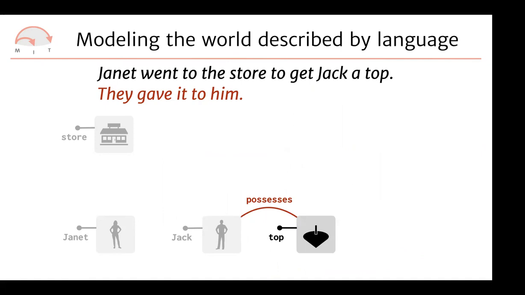Importantly, I can also describe things that have consequences that are not explicitly represented in the text, right? So if I say Janet went to the store to get Jack a top, she gave it to them or they gave it to him, the final consequence is that we live in a world in which Jack possesses the top, even though this possession is not explicitly mentioned by the sentence. It's just a side effect of something being given to somebody else.